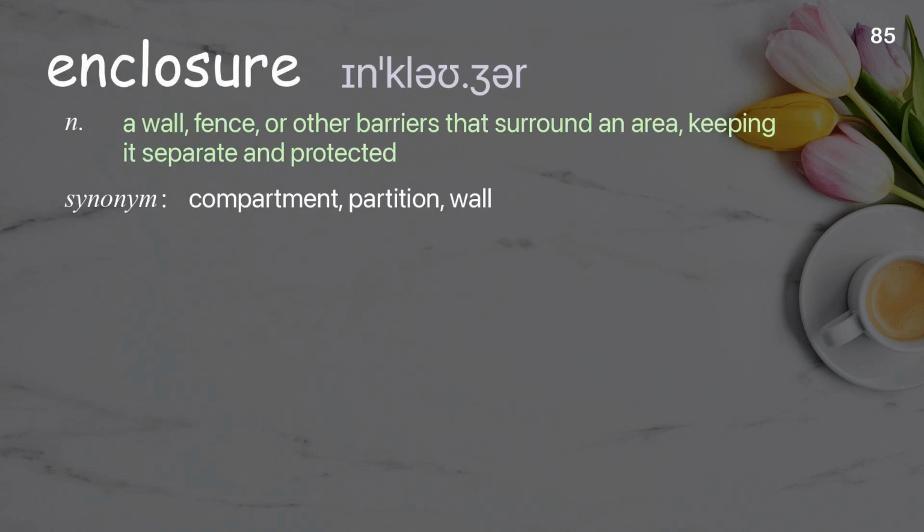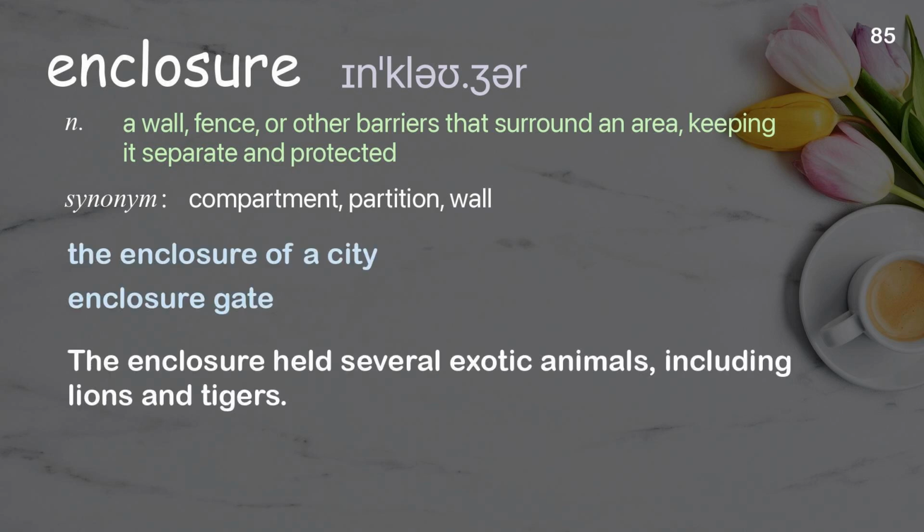Enclosure. A wall, fence, or other barrier that surrounds an area, keeping it separate and protected. Examples. The enclosure of a city. Enclosure gate. The enclosure held several exotic animals, including lions and tigers.